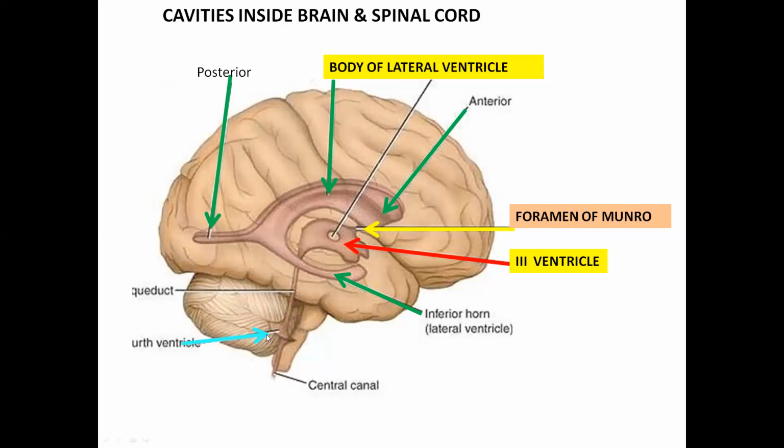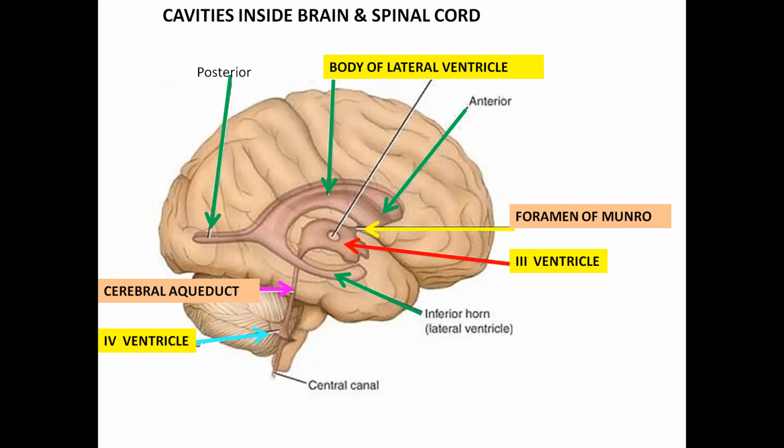So the blue arrow here is pointing towards the fourth ventricle. I told you the shape of it is rhomboid. It's called rhomboid fossa. The fourth ventricle, as you see here, is situated behind the pons, behind the medulla, in front of the cerebellum. Now, the CSF from the third ventricle communicates with the fourth ventricle through the cerebral aqueduct that passes through the midbrain.